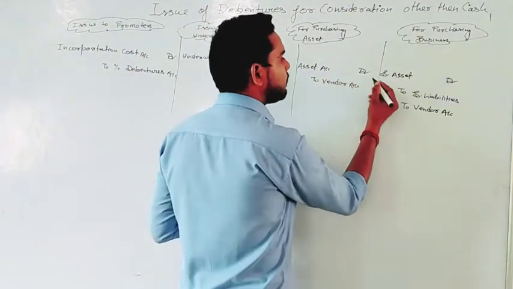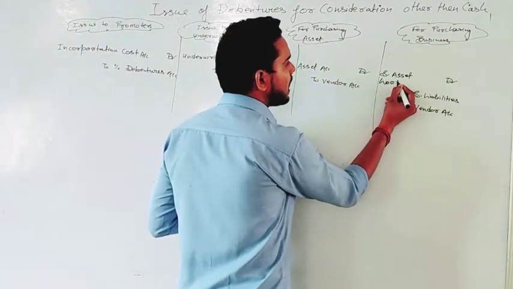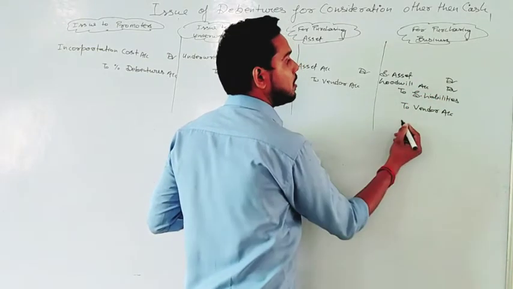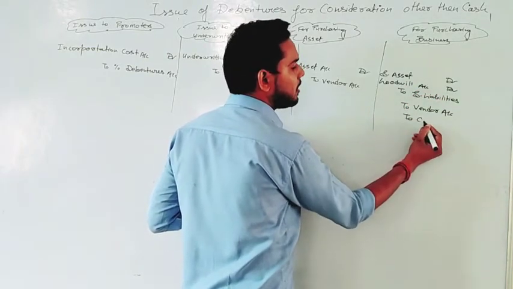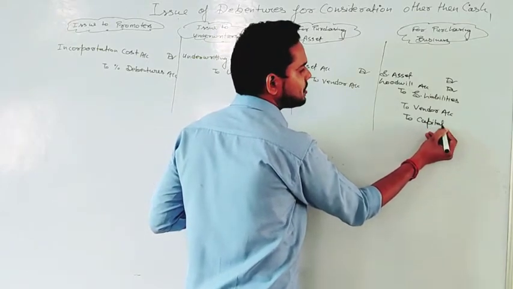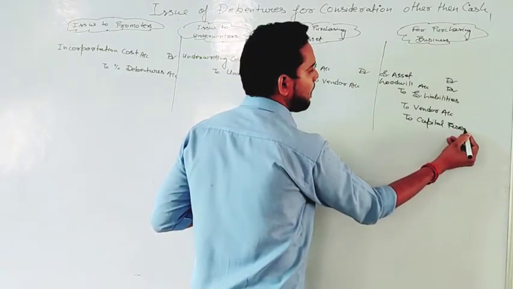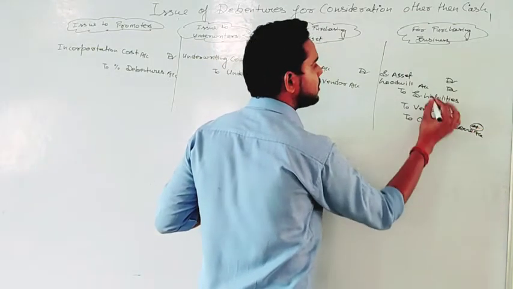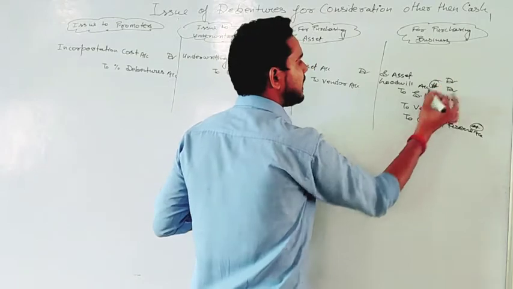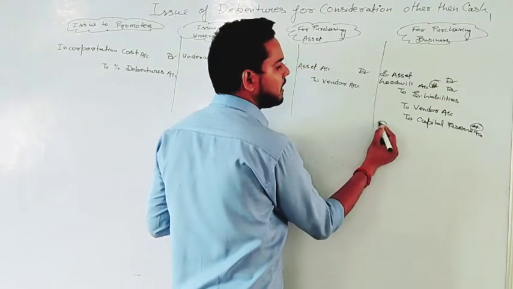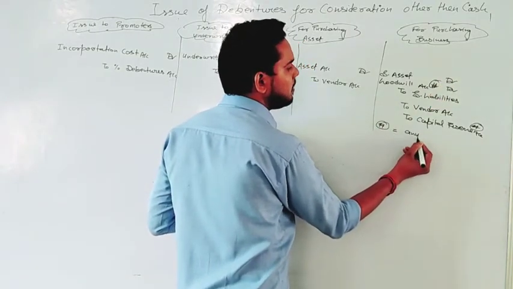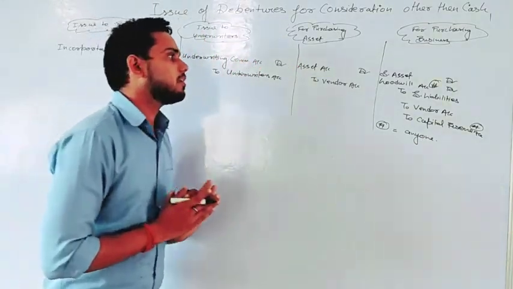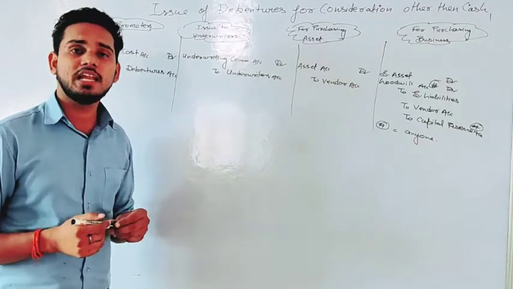So if you are getting a difference on the debit side, you will transfer that balancing figure to goodwill account. But if you are getting a difference on the credit side, then you will transfer that difference to capital reserve account. So I am writing here a hash. This hash represents that either goodwill will be there or there will be capital reserve. So I am writing here any one. Okay, right.